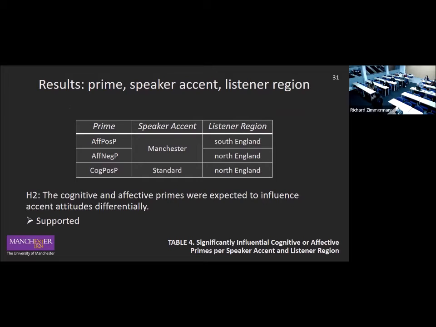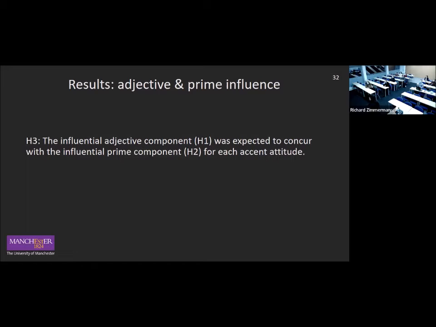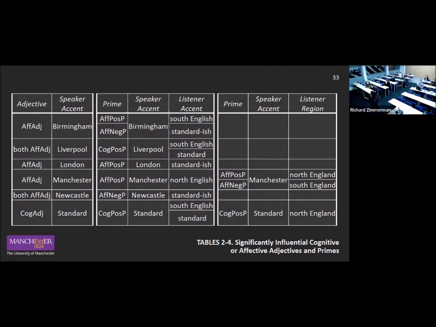This hypothesis seems to be supported as well, because attitudes are in fact influenced differentially by the primes. You have this connection here, but you have this connection here, and I showed that before as well. The third hypothesis had to do with whether the adjective influence and the prime influence agree with one another. So here are all the tables that I was showing you before. This is empty with the graph, there were no significant interactions there. And these are all the significant interactions that we looked at: the adjective speaker accent, the prime speaker accent listener accent, and the prime speaker accent listener region.